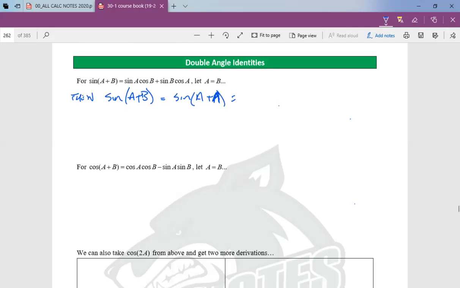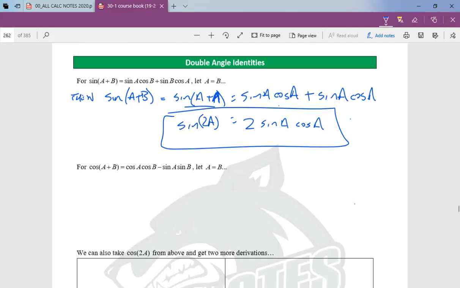Following through with our rule, sine of A plus B is equal to sine A cos B, but if B and A are really the same thing, then this ends up being sine A cos A plus, the second half, sine A cos A also. Adding those together, this ends up being 2 sine A cos A. But what does this sine of A plus A represent? This is sine of 2A.